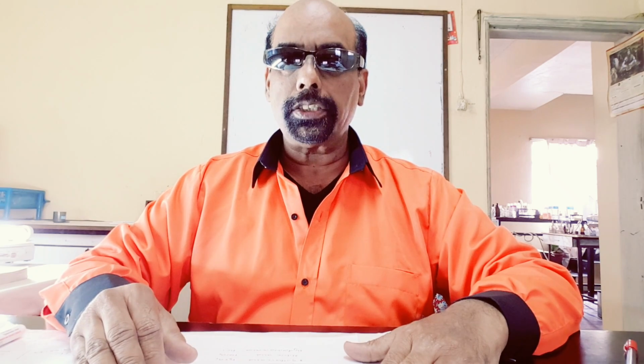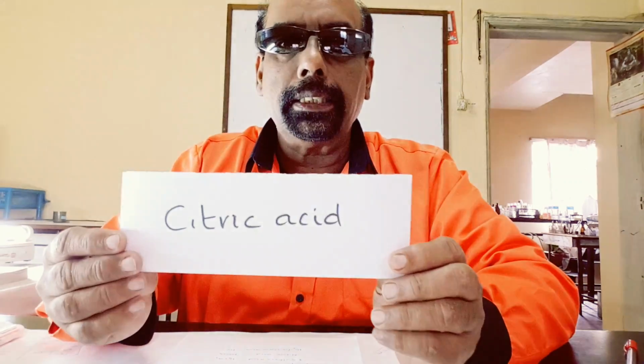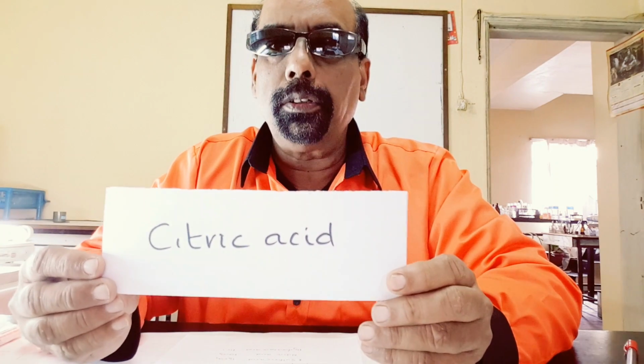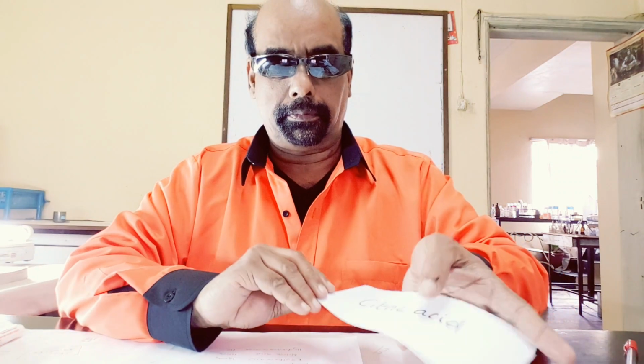Lemons and oranges contain an acid called citric acid. Citric acid is present in lemons and oranges. They are known as citrus fruits. This acid, citric acid, gives lemons and oranges a sour taste. In fact, the word acid comes from the Latin word acidus, which means sour.